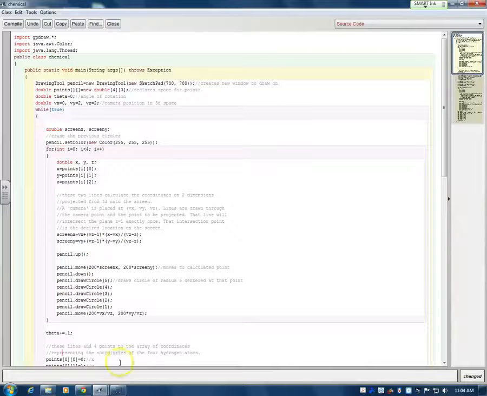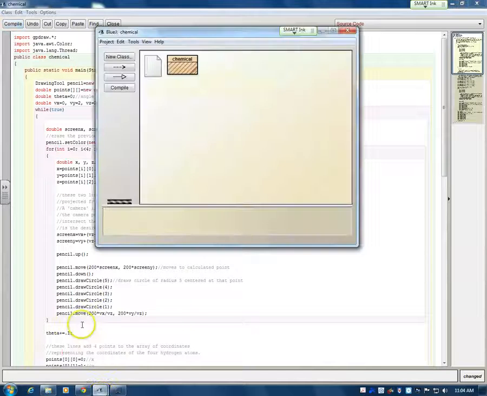Okay, so this is my chemical program, which displays the methane molecule rotating in 3D space. I'll be right back. Let me just show you what it looks like first.